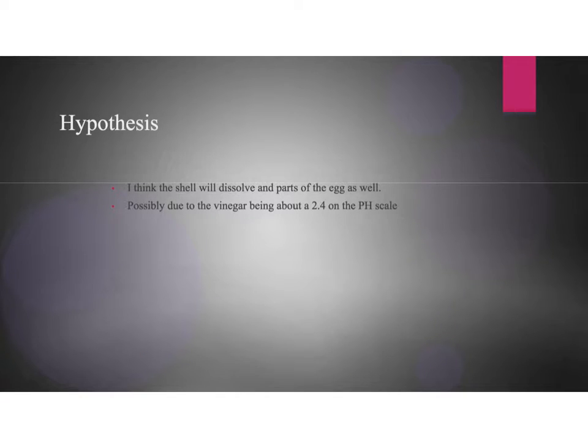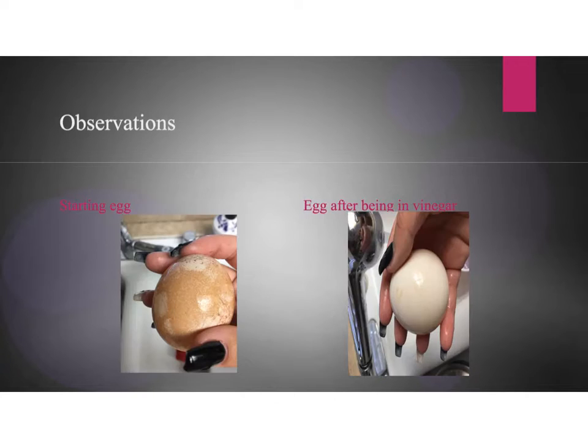My hypothesis was that the egg would dissolve in vinegar due to the acidity of the vinegar. On the pH scale, it's a 2.4, which is very low and can be very damaging to bases. When I tested the experiment, I found that only the shell dissolved and not the complete egg, that we can see in my pictures.